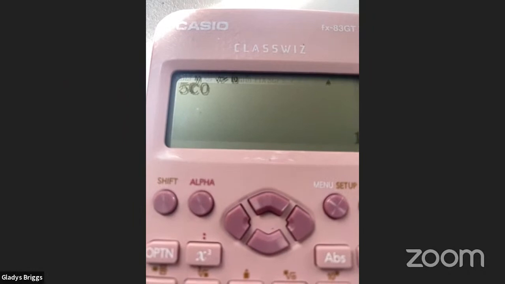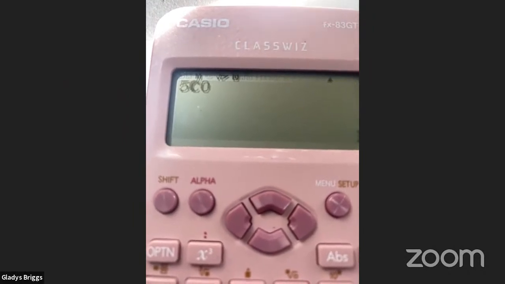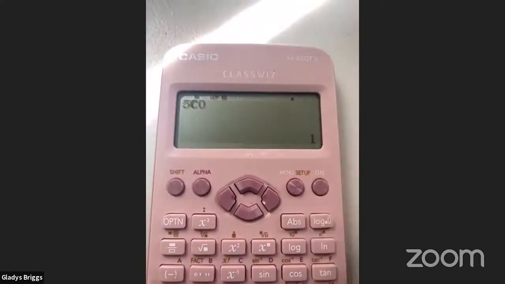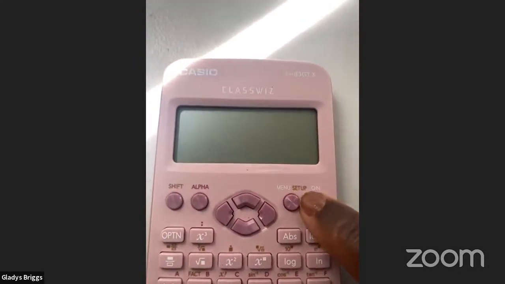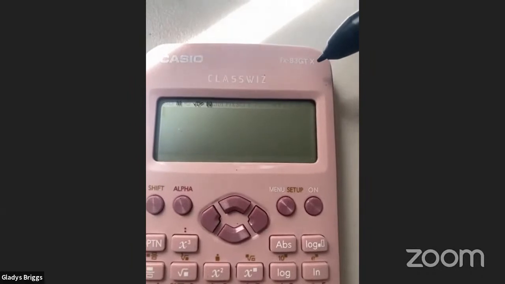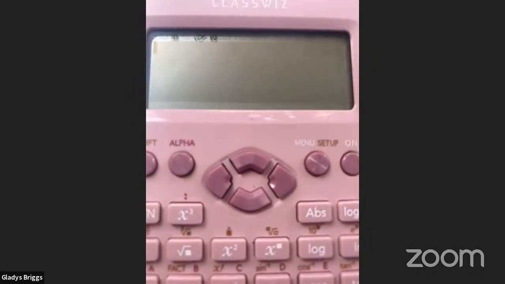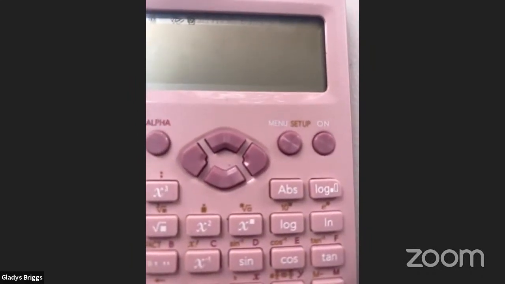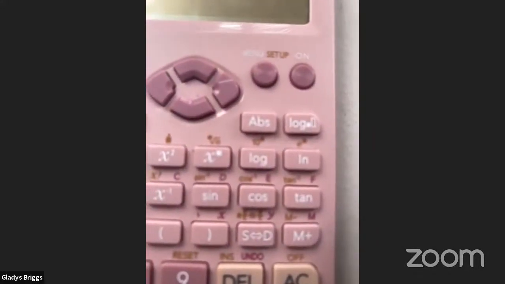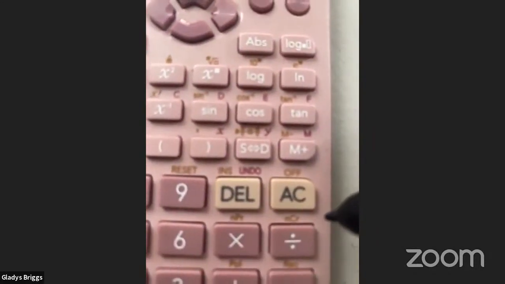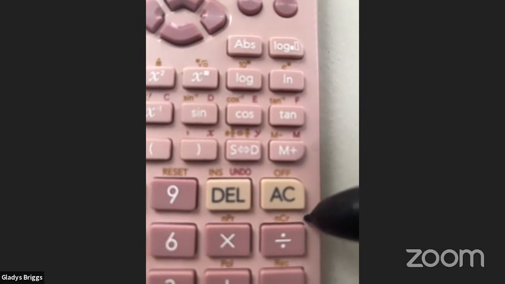Hamad, are you getting it now? Yeah. Okay, so it's different. It depends on your calculator. I'm using the Casio FX83GT. So you have to find what you're using, and you have to find that nCr button on your calculator. On my calculator, it's just on top of the divide button here.